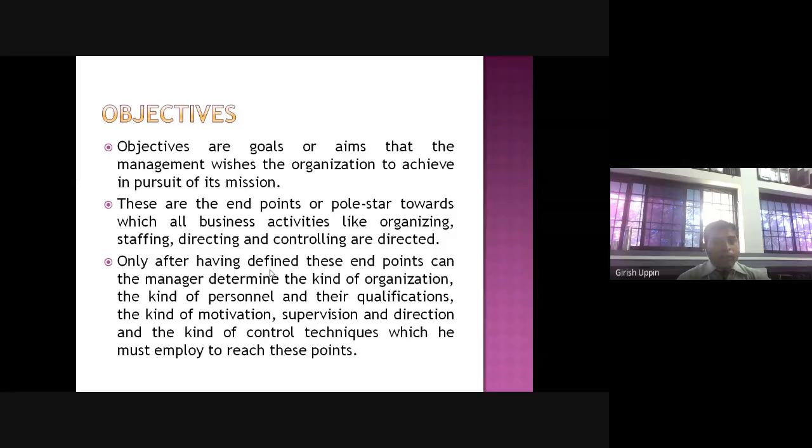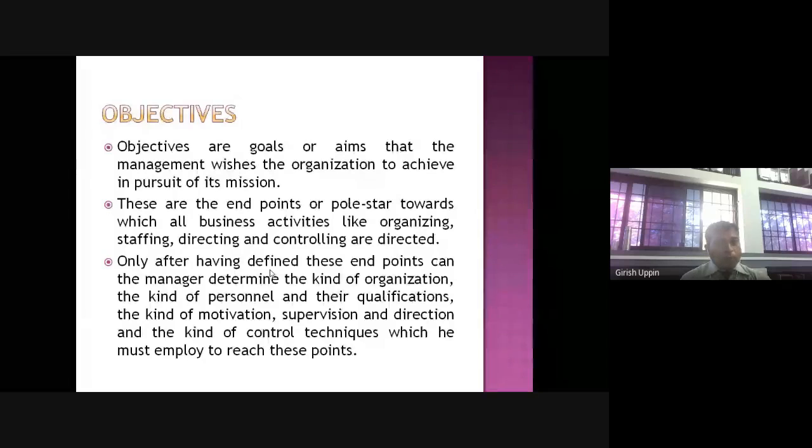in a certain direction, how to motivate them, how to recruit, what kind of qualification is required, what kind of supervision, what kind of direction, what kind of control techniques will be used. It will be decided based on how the objectives are defined. For example, if the objective says a student should be able to write a small program using the for loop, then a hands-on, right? Lab is required. So these are the different tools you are bringing in.